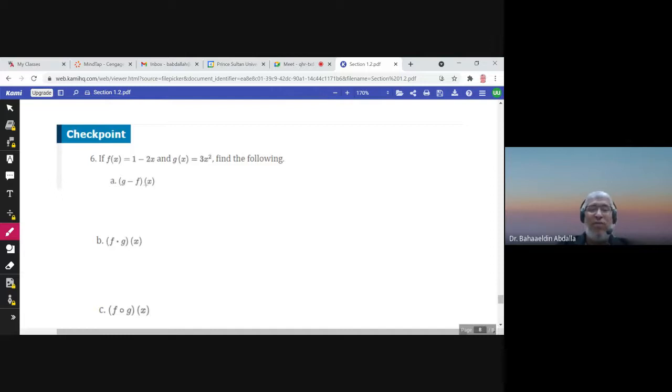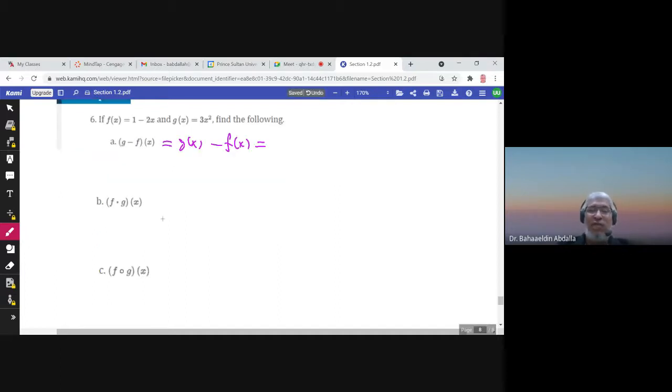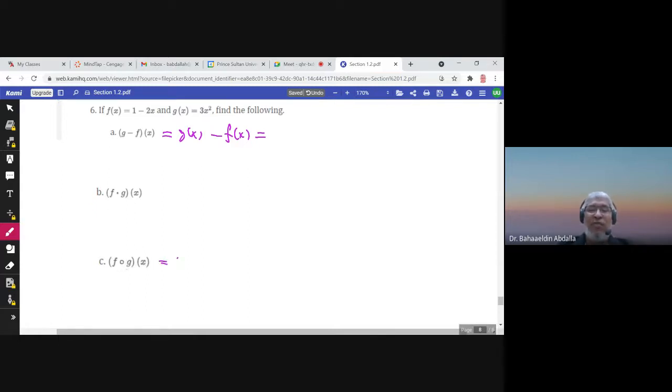Checkpoint: g minus f would be g of x minus f of x. Please continue. Also, f times g would be f of x times g of x. F circle g would be f of g of x. It would be f of g of x, which is 3x squared. So now how to find f of 3x squared? I go to f of x and replace x by 3x squared.